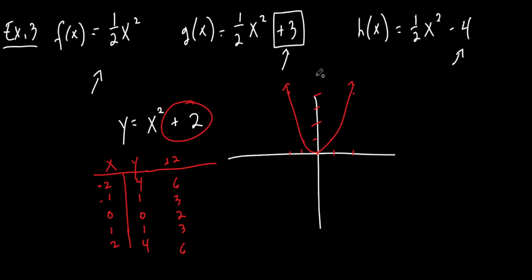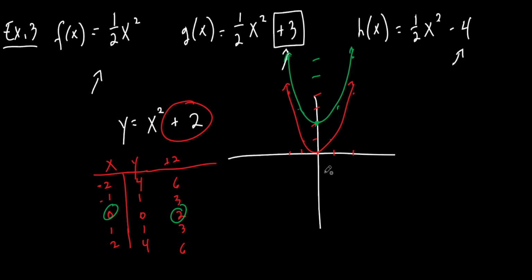So where's 6? 6 is way up here, isn't it? I don't want to change colors. So -2, 6 is going to be right here. 2, 6 is going to be here. But look where the 0 is now. It's not at 0, 0 anymore, is it? It's at 0, 2. So it's here. And then the 1, 3 would be there and there. You see what it's doing? It's the same exact shape, except what did it do? It just moved it up 2.